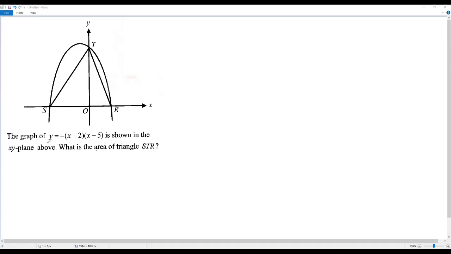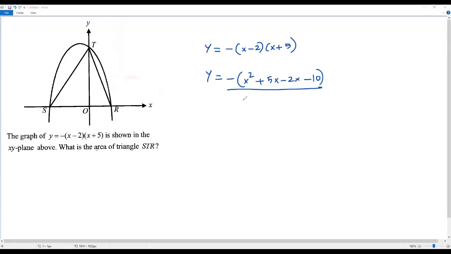Okay, here actually this is a quadratic function. Let me simplify the given function. We have y equals negative of (x minus 2) times (x plus 5). Here I multiply these two binomials. x times x is x squared, x times 5 is 5x, and negative 2 times x is negative 2x, and negative 10. So clearly it's a quadratic function. So we know that the graph of any quadratic function will be a parabola. So this is a quadratic function of the parabola we have over here.